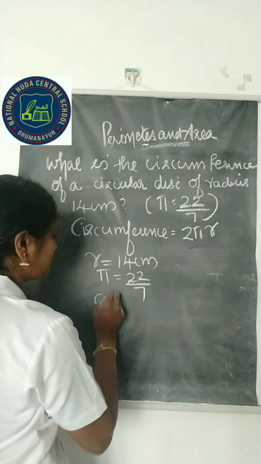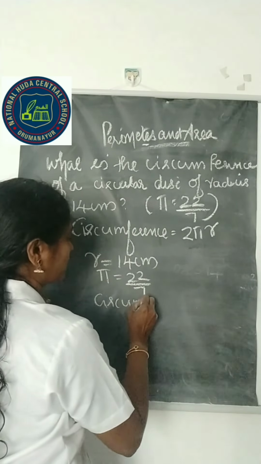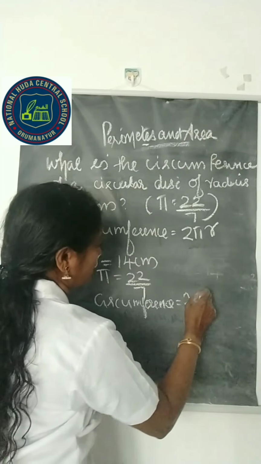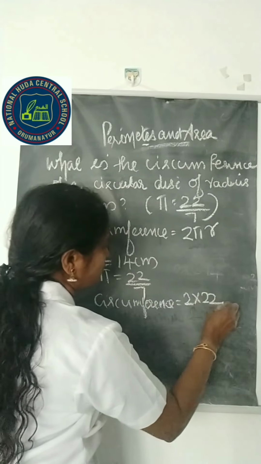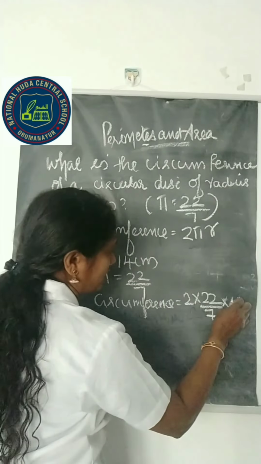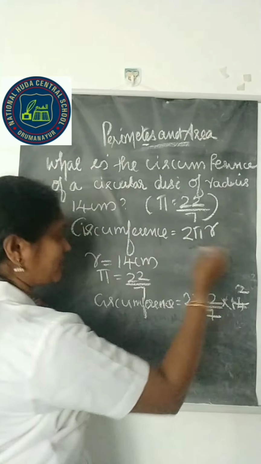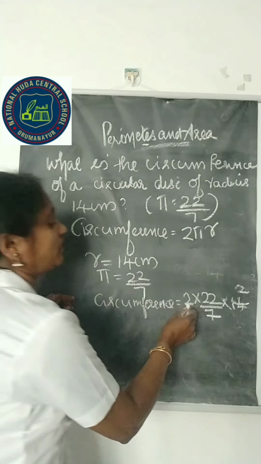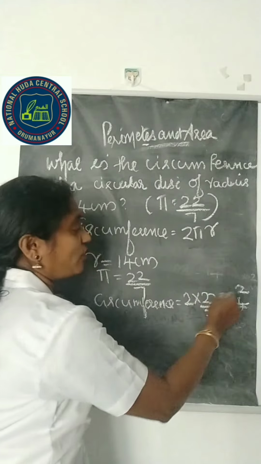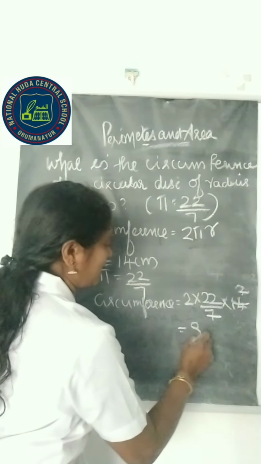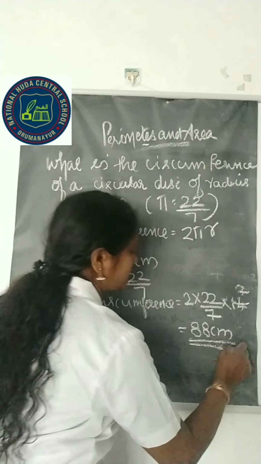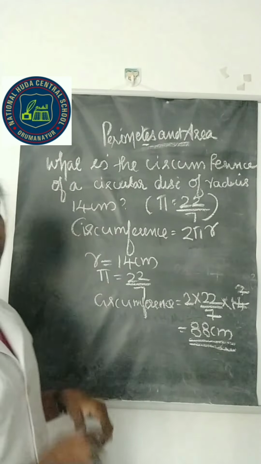So circumference equal to 2 into pi, which is 22/7, into r, which is 14. These two get cancelled. 7 into 2 is equal to 14. Now 22 into 2 is equal to 44. 44 into 2 is equal to 88 centimeter. So this is the circumference of the circular disc.